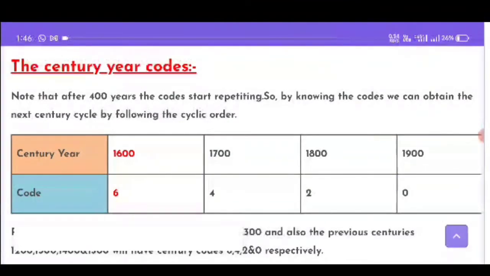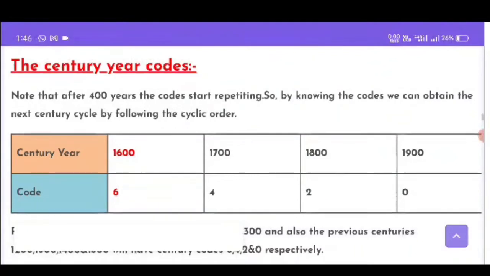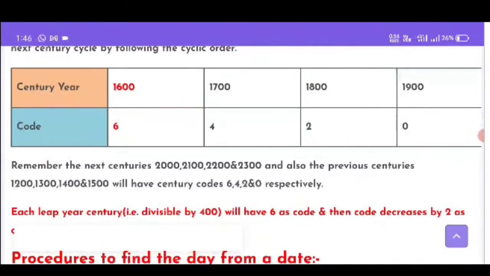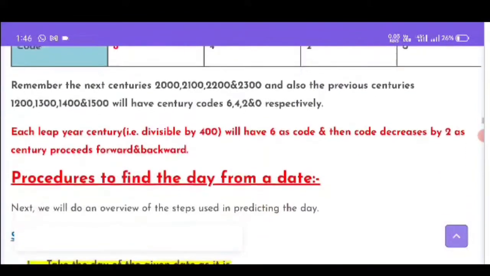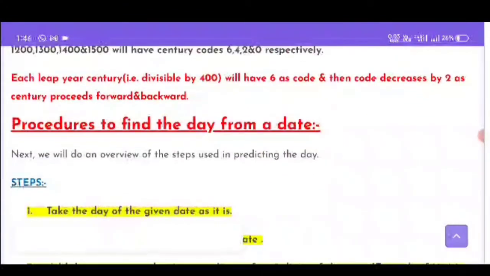Century year 1600, I have highlighted this because the code is 6. As I proceed 1 century forward or backward, it reduces by 2. So 1700, 1800, 1900, then 2000 starts with 6 again. Proceeding backward, 1500 will end in 0. Remember the next centuries 2000, 2100, 2200, 2300, and also the previous centuries 1200, 1300, 1400, 1500 will have century codes 6, 4, 2 and 0 respectively, as I told earlier. Each leap year century, that is, divisible by 400, will have 6 as code, and then the code decreases by 2 as the century proceeds forward and backward.